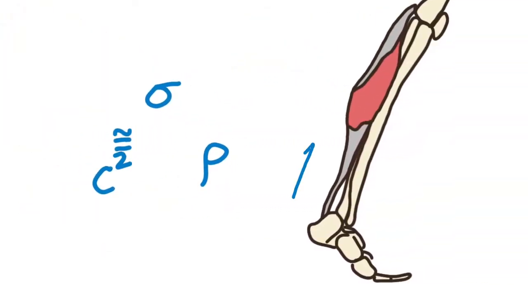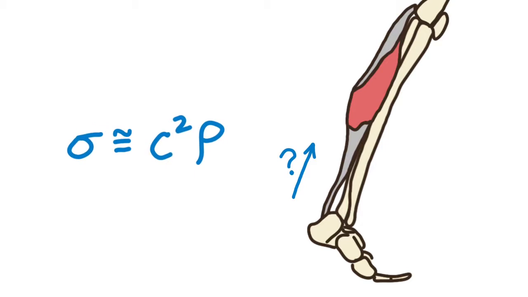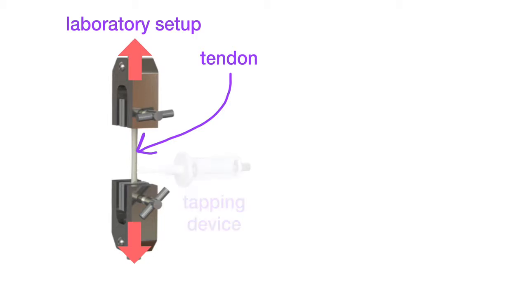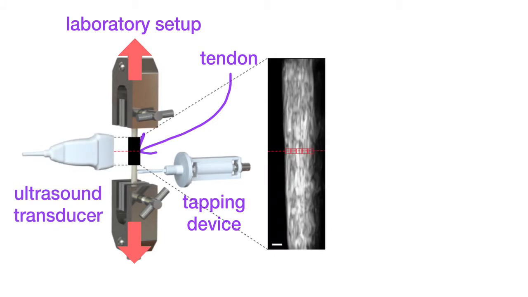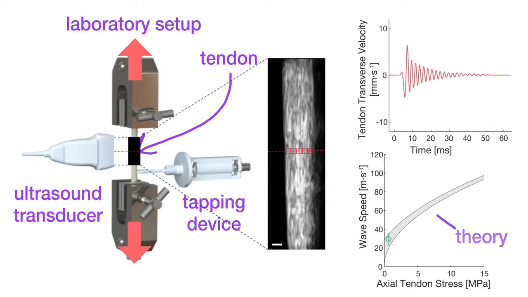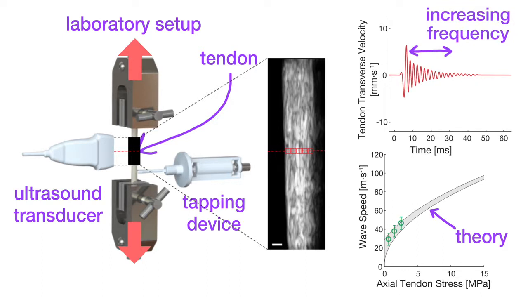That means that we might be able to find the stress within a tendon by measuring the speed of a wave traveling along it. We decided to test this theory in the lab. In this setup, the machine applies a specific tensile load to the tendon. Then, a tapping device at one end starts a wave that travels to the other and is tracked using an ultrasound transducer. Looking at the measured wave speeds over a range of stresses, we can test whether our equation holds true. And it does. The data points fall exactly where they were predicted to.